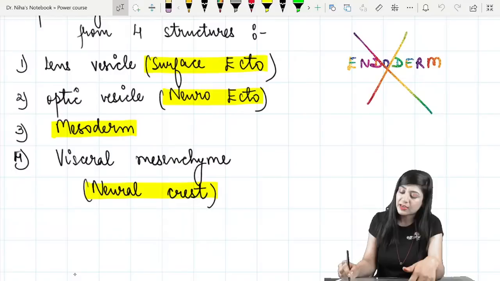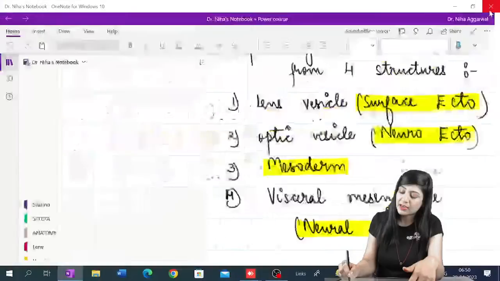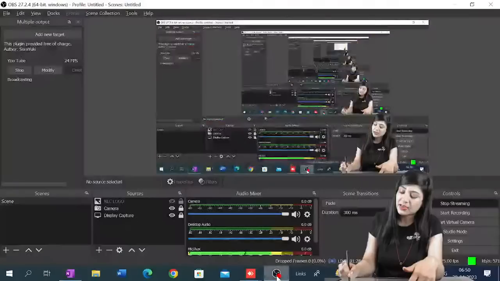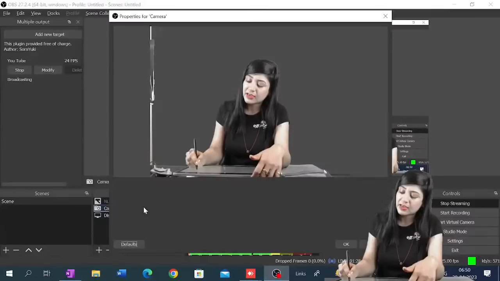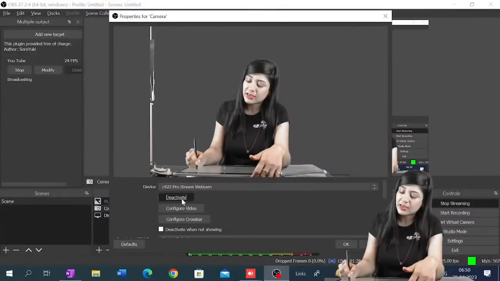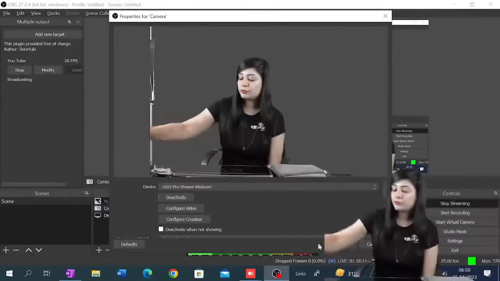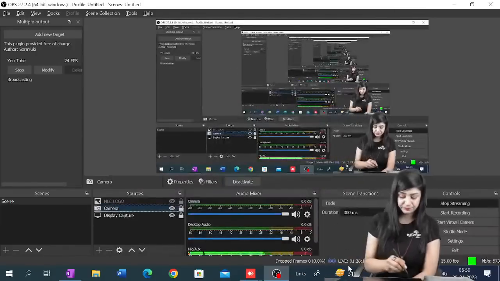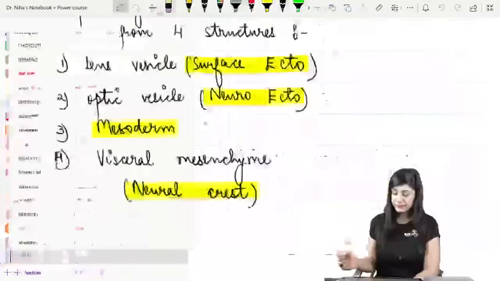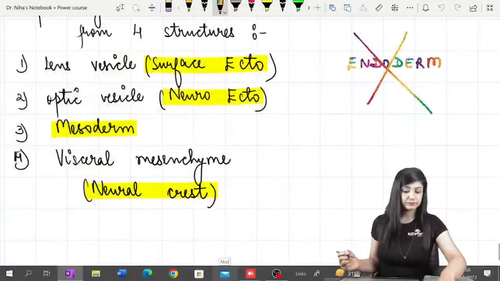These are the 4 structures from which the development of the eye takes place, and no structure is developing from the endoderm. No structure is actually taking place from the endoderm. Now it's okay.